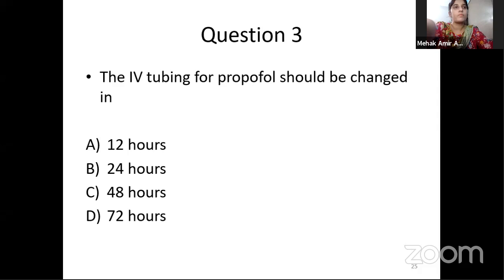So there's a question: the IV tubing for Propofol should be changed in... These are the options.